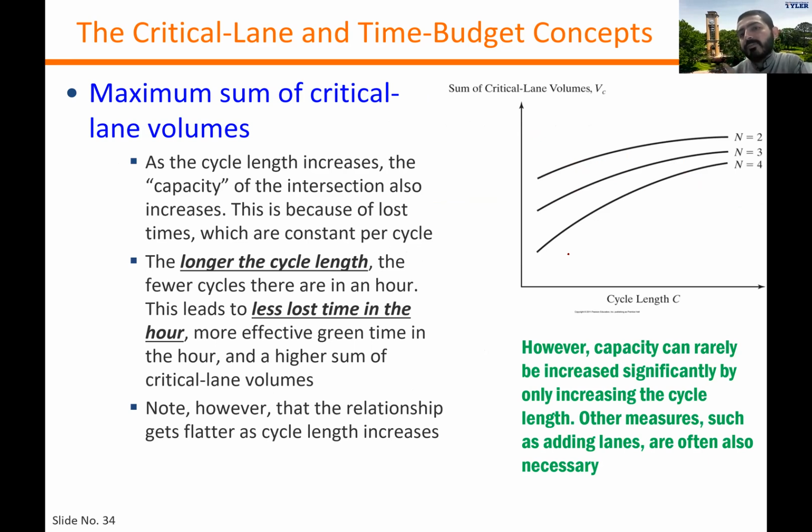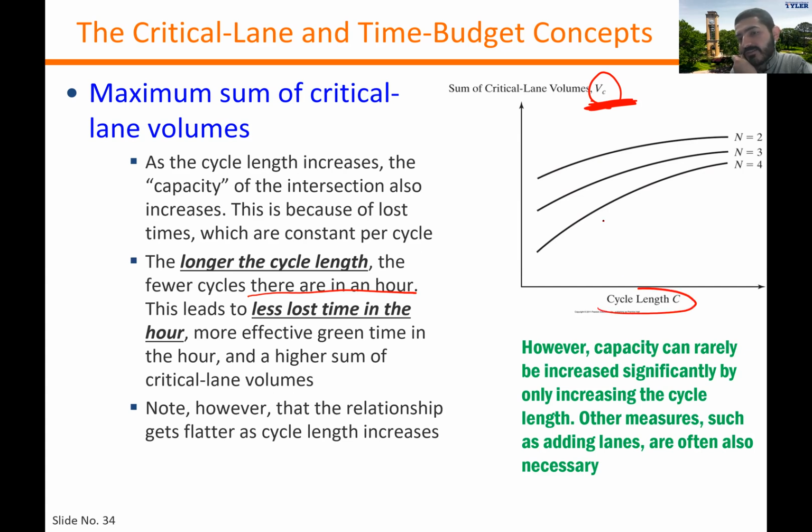But also we looked into what are the factors that actually affect the sum of critical lane volume, because that's important to us. Our goal as traffic engineers is to increase that V_c as much as we can. So really here again, we've gone through this, but the longer the cycle length, the fewer cycles there are in an hour. So sometimes increasing the cycle length is a good thing.